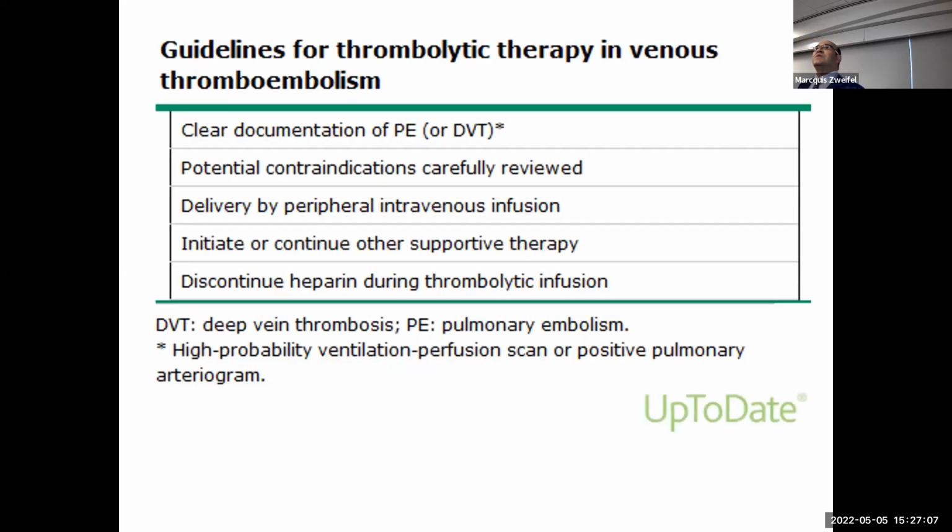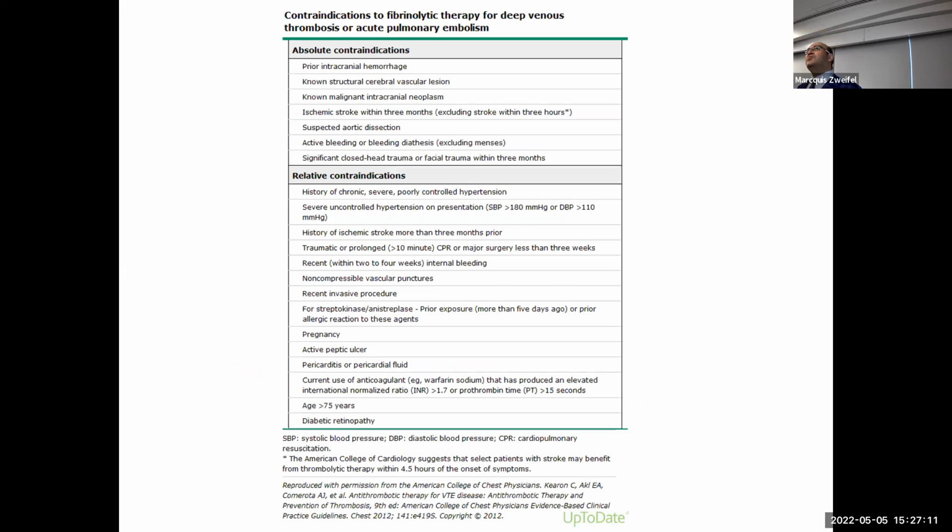Everybody is familiar with the contraindications and indications to give TPA. Absolute contraindications are the ones that you should think about. I just want to mention acute bleeding is a contraindication except menses. So if a lady has her period during that time and has PE and hypotension, give her the lytic, and it's a board question.